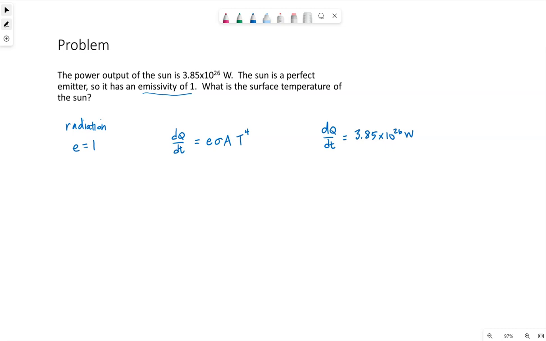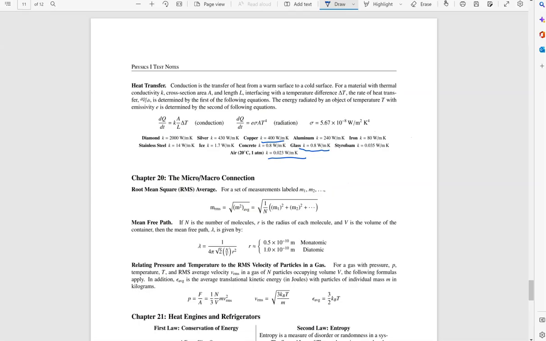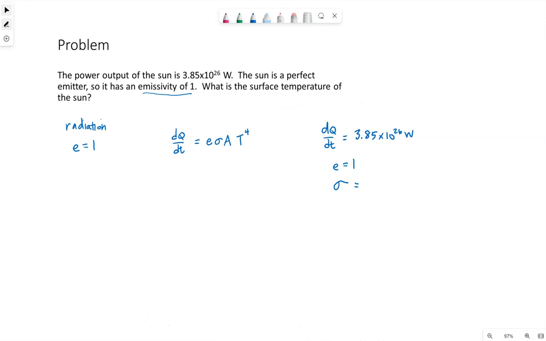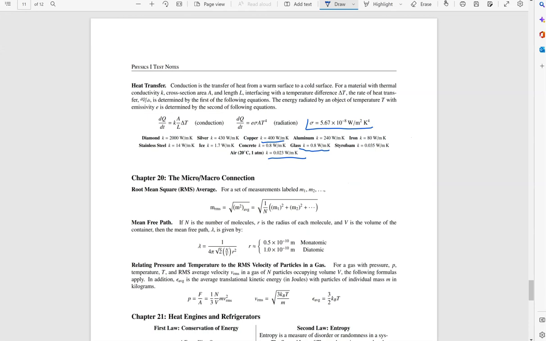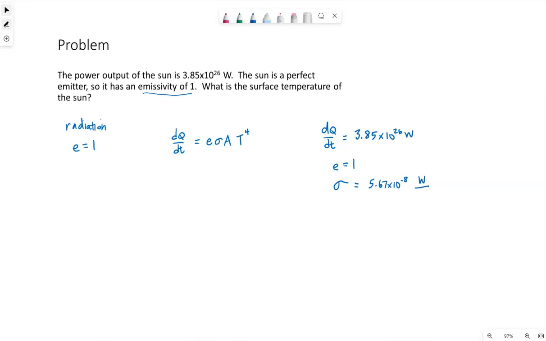We have E. I've already written it on the left, but I'll repeat it here. Sigma is a constant, which I don't recall off the top of my head. So 5.67 times 10 to the negative 8. And it does have units. It was watts per meter squared, Kelvin to the 4th.